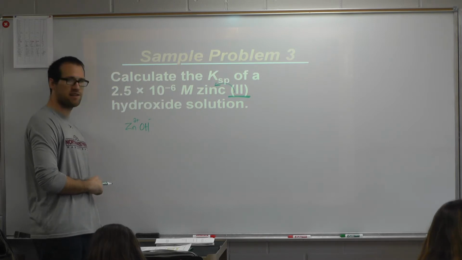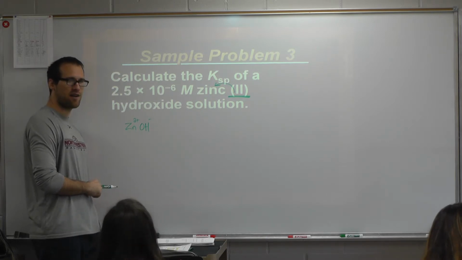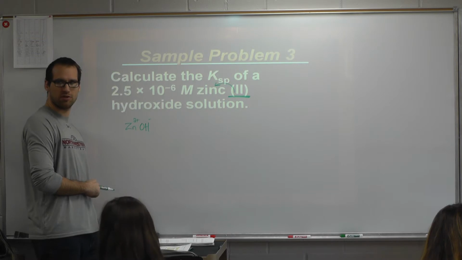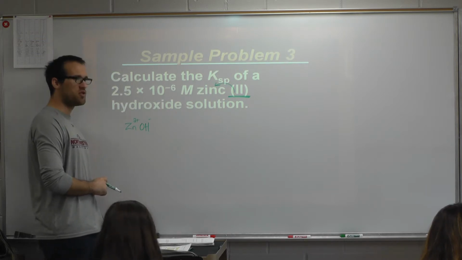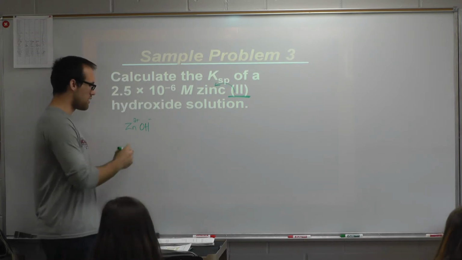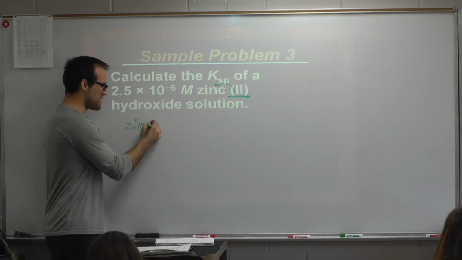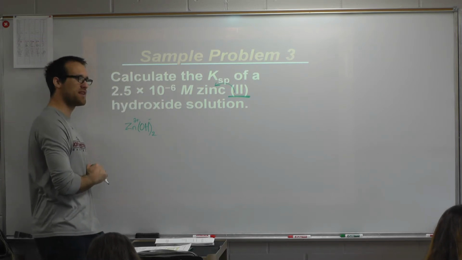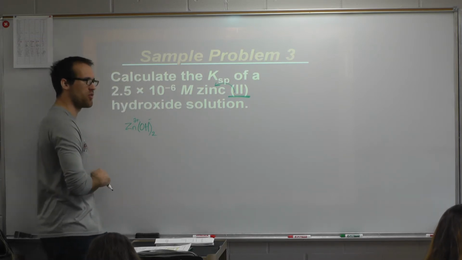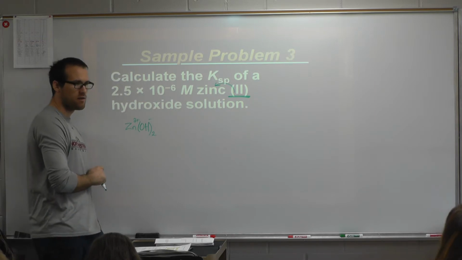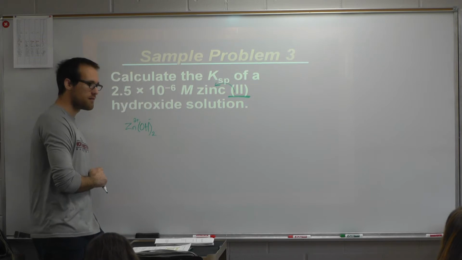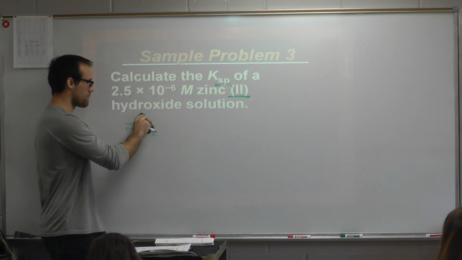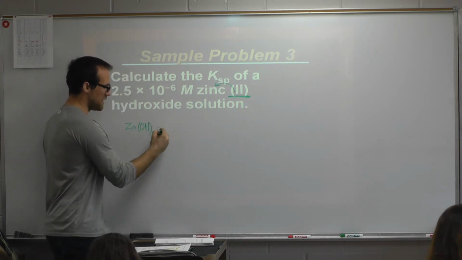Now in this particular situation, it doesn't reduce. So you would do what? Crisscross them, but I need parentheses because it is a polyatomic ion and I have more than one of them. If you do not put the parentheses, you are saying zinc is bonded with a weird way of writing water. OH2. So there's my solid.